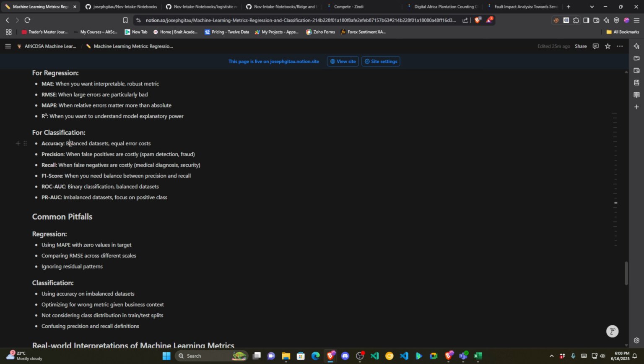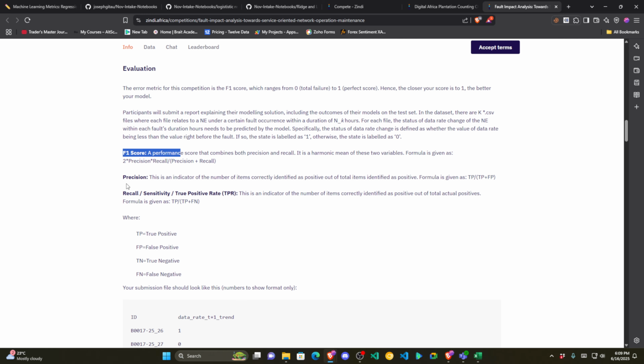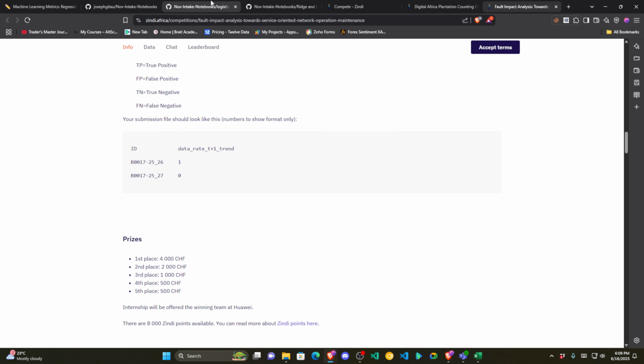error costs. Then precision when false positives are costly, for example, for spam detection. Recall when false negatives are costly. And then F1 score when you need a balance between precision and recall. Then ROC AUC for binary classification and balanced datasets, and PR AUC. For these two, you will rarely find tasks that recommend you to use them, but these three will be used mostly, because you can see over here, for example, this challenge is checking the F1 score and precision score mostly, and then these are the other ones that may be considered.